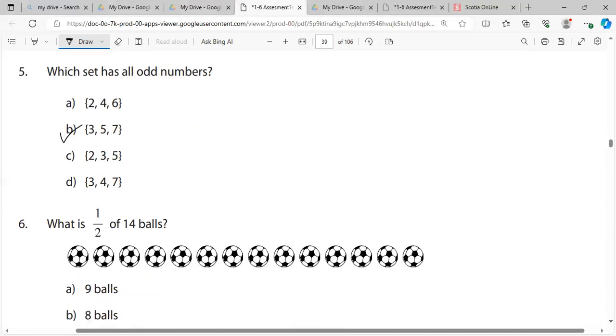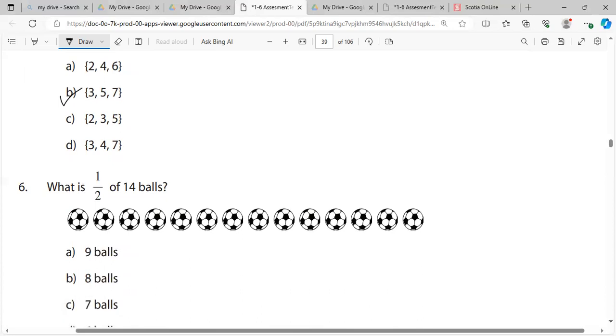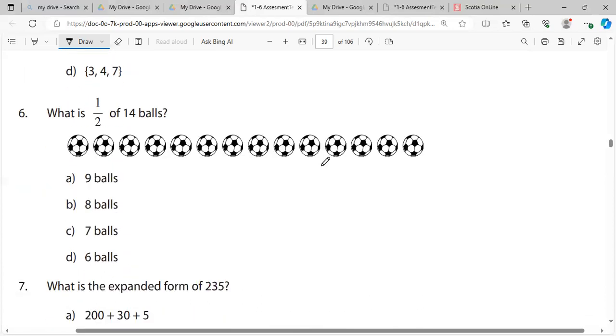Alright, so let's move on. What is half of 14 balls? Half. Alright, so for every 2, we're going to take 1. So 1, 2, take 1. 1, 2, take 1. That's what it is, 1 out of 2, right? Let's see how many. 1, 2, 3, 4, 5, 6, 7. Or we could just say a half of 14 is 7, so that would be C.